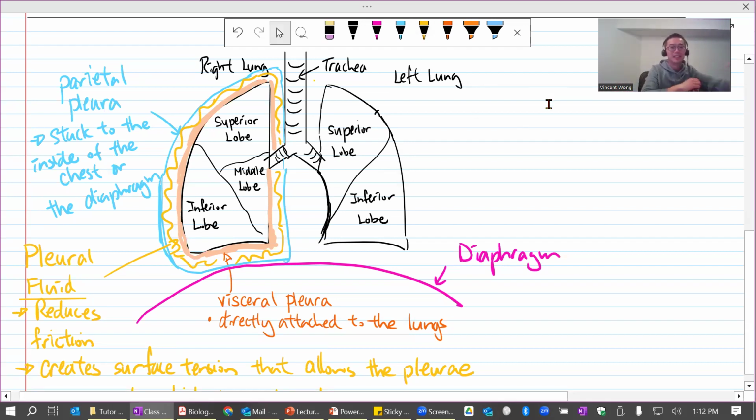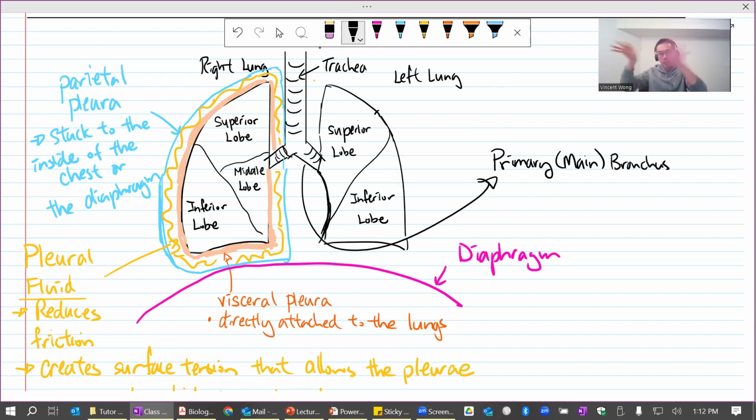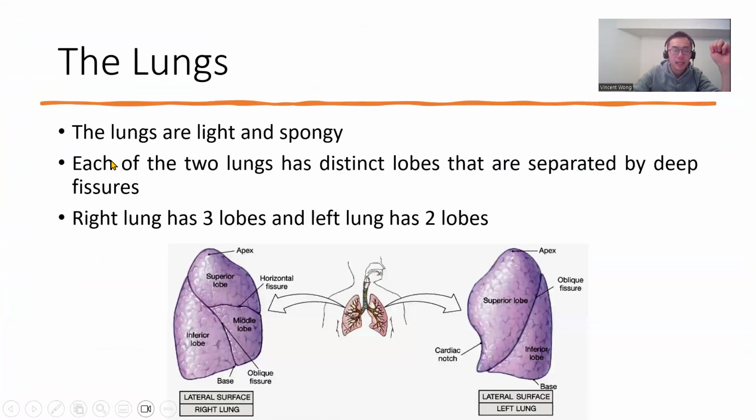The two branches, are they the main bronchioles? Yes. Let me label for you. The diagram was just too busy, that's why I took it off. But yes, this is the primary or main bronchus. Then inside the lung, it will continue to branch, right? Secondary, tertiary, and form the upside down tree.